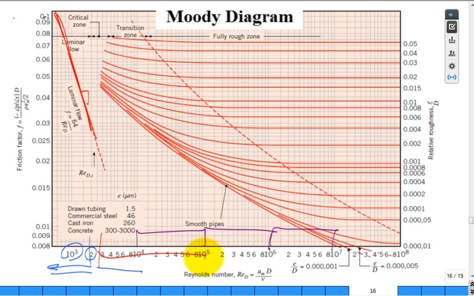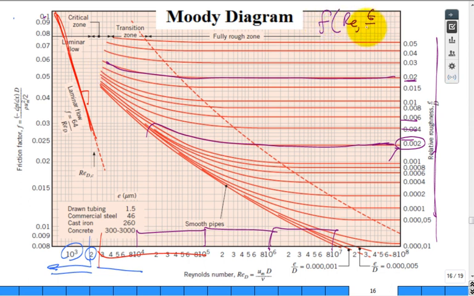True? What does each of these red curves, let's say this one, represent? A line of constant what? Line of constant relative roughness. That's a line of constant relative roughness. So the relative roughness is not plotted on this y-axis on the right-hand side. No. Those are just showing you different values of relative roughness. So this curve of 0.02 is the line of constant relative roughness. So the friction factor is, in general, a function of the Reynolds number and the relative roughness. True? All right.